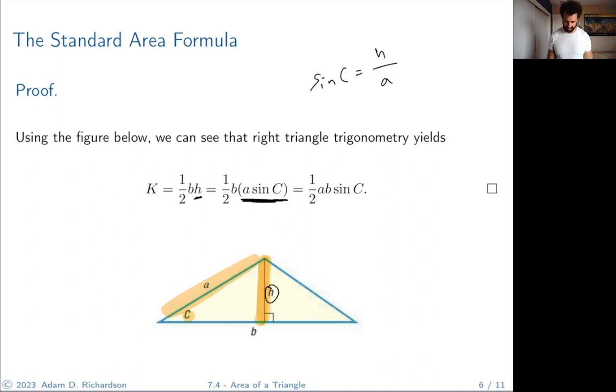So this length right here is A times sine of C. Now we can plug that into the standard area formula, move some things around a little bit, and we get this formula, 1/2 AB sine C. There we go. This is great because it gives us a formula to find the area of a triangle when all you know is the length of two sides and the size of the angle included between them, which is pretty handy, right?